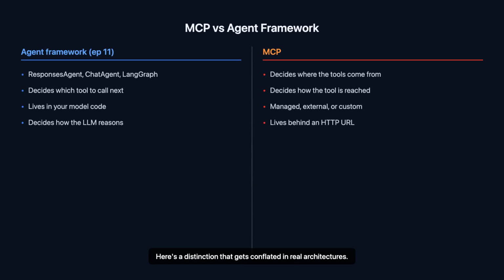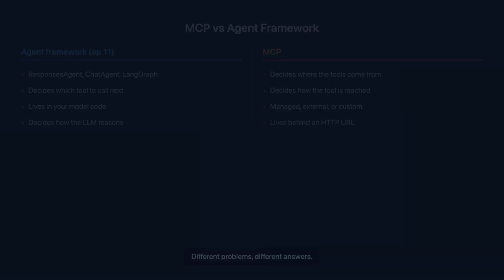Here's a distinction that gets conflated in real architectures. The agent framework, responses agent, chat agent, lang graph from episode 11, decides which tool to call next. That lives inside your model code, and it shapes how the language model reasons. MCP decides something completely different. It decides where the tools come from and how the agent reaches them. That lives behind an HTTP URL. 2 independent layers. Different problems, different answers.